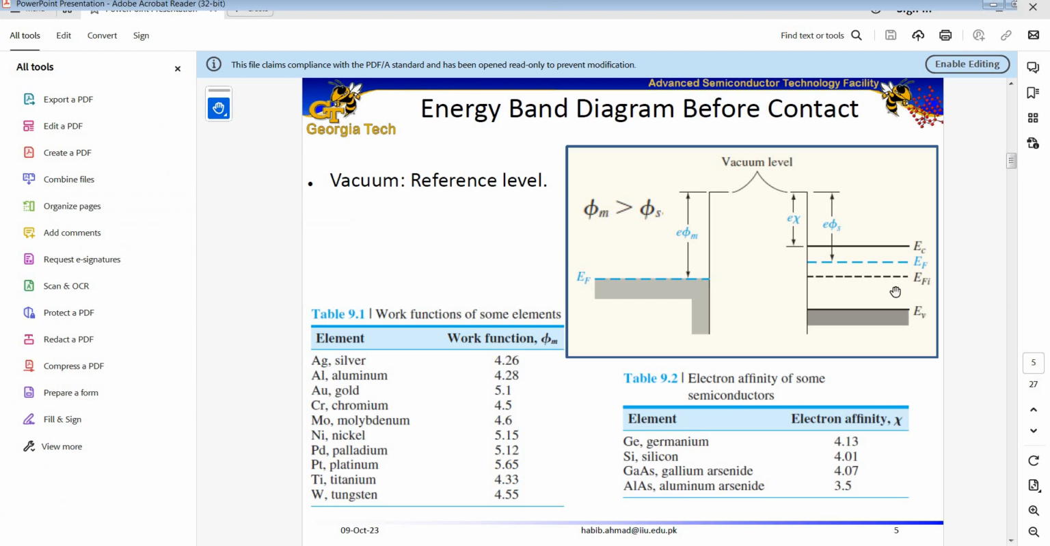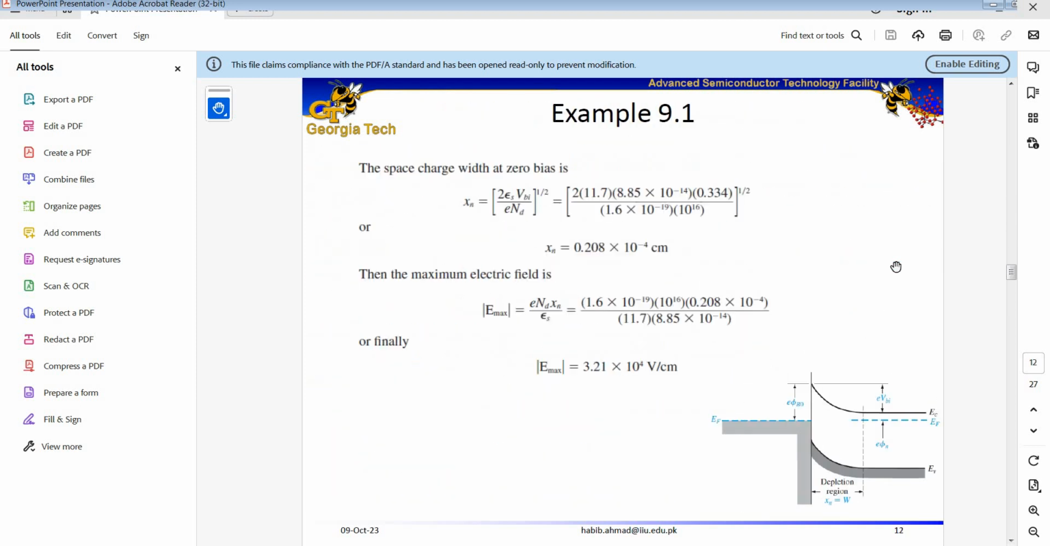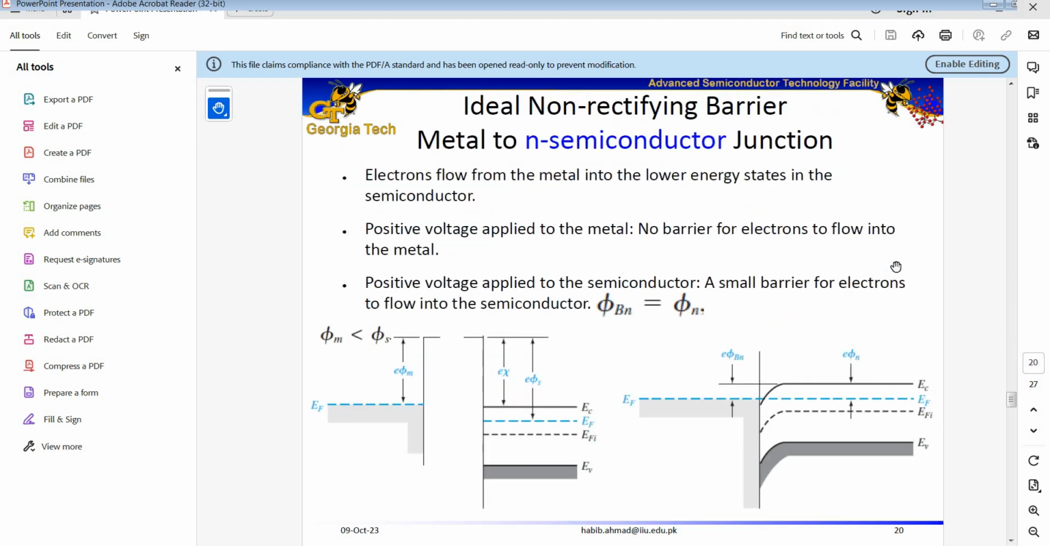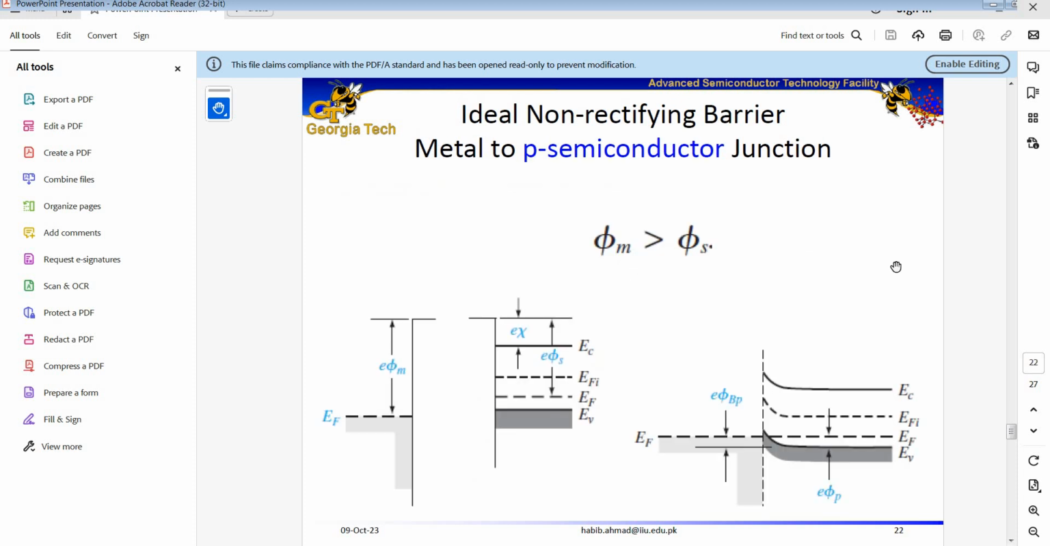So far we talked about metal deposited on N-type semiconductor. Now let us talk about metal deposited on a P-type semiconductor. So assume, for example, here on the left we have the energy band diagram of metal, on the right we have the energy band diagram of a p-type semiconductor. This is a p-type semiconductor because the Fermi energy level is close to the valence band.